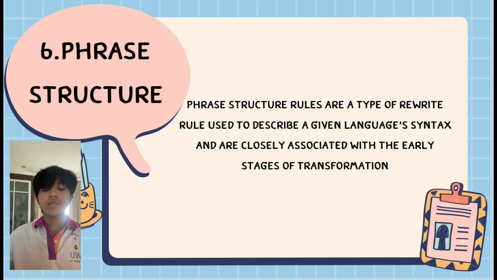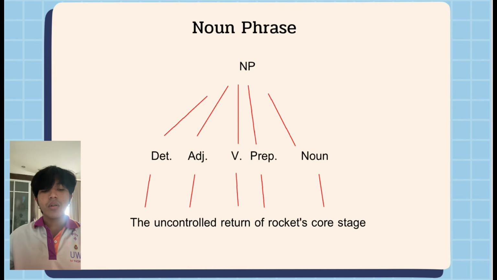Sixth, phrase structure. Phrase structure rules are a type of rule used to describe a given language's syntax and are closely associated with the early stage of transformation. An example of a noun phrase: the uncontrolled return of rocket call state. The is a determiner, uncontrolled is an adjective, return is a verb, of is a preposition, and rocket's call state is a noun.